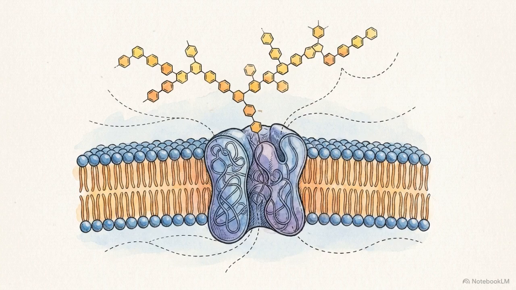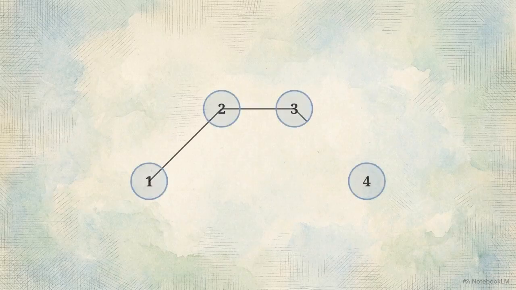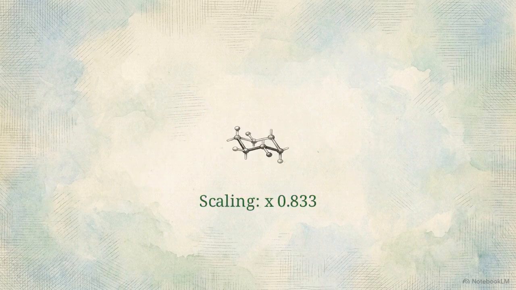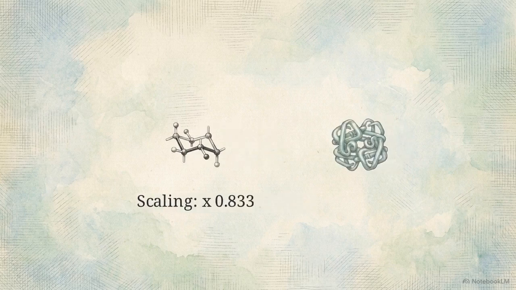protein. This introduces the challenge of 1,4-dihedral interactions. These are the electrostatic and van der Waals forces between atoms separated by exactly 3 covalent bonds. To accurately capture the inherent flexibility and ring-flipping dynamics of carbohydrates, their specific force fields require precise numerical scaling factors applied to these 1,4 interactions.